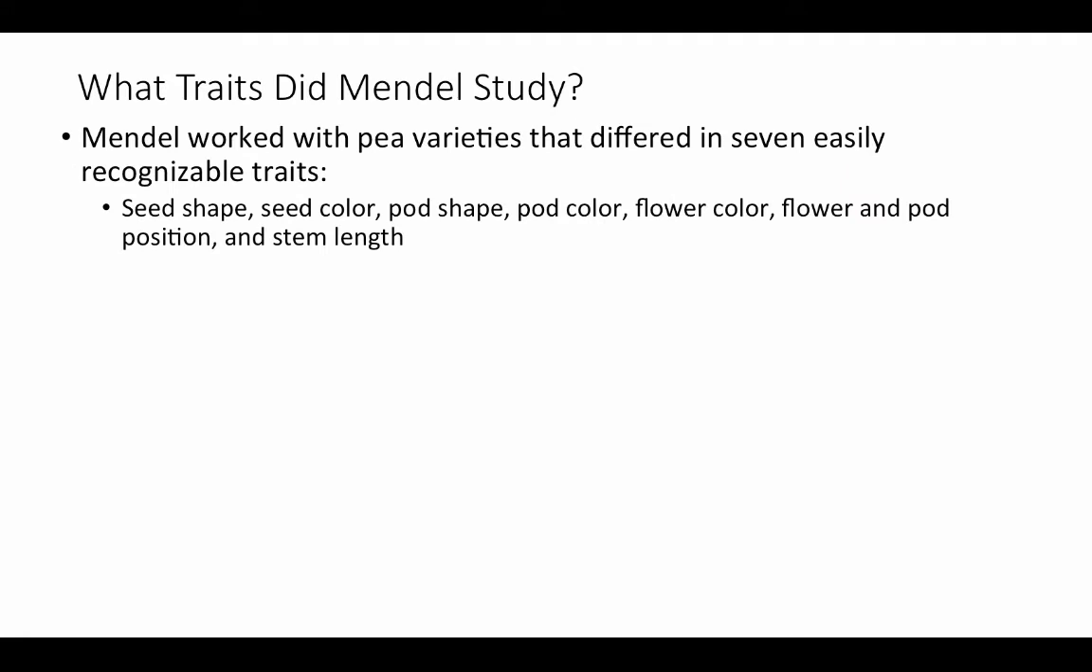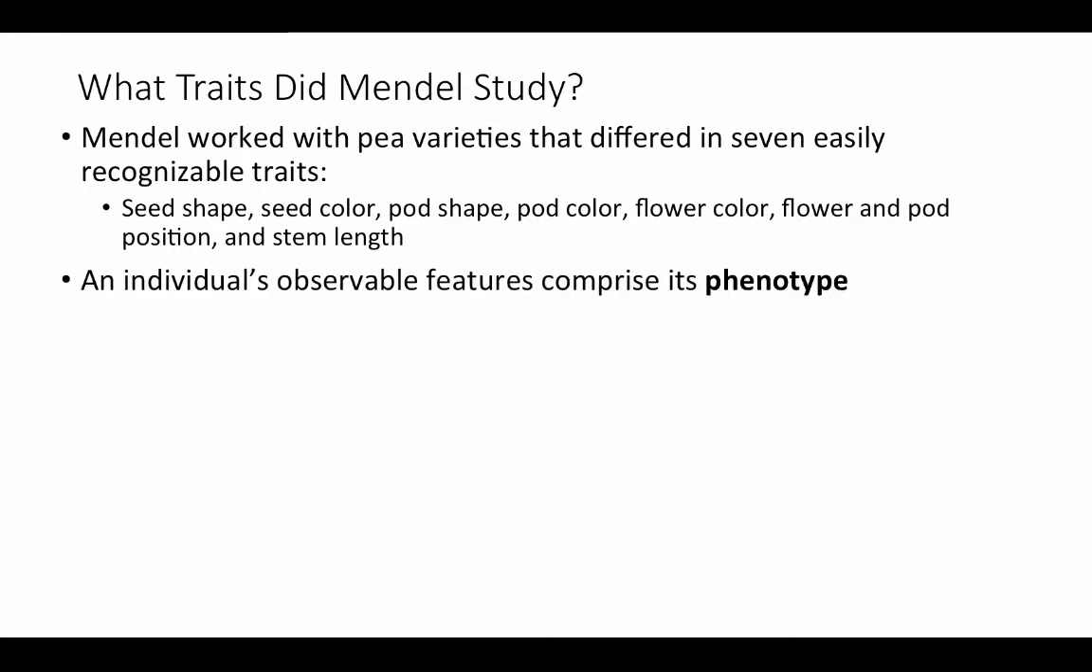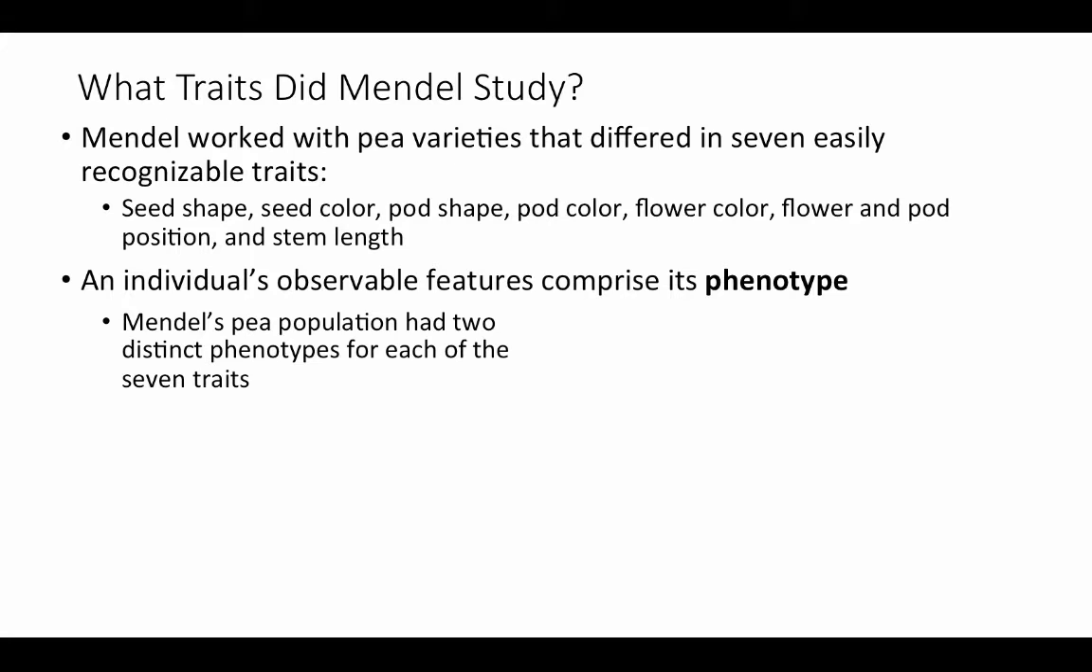So Mendel worked with pea varieties that differed in 7 easily recognizable traits: seed shape, seed color, pod shape, pod color, flower and pod position, and then finally stem length. An individual's observable features comprise its phenotype. So this is the outward expression of what we would call now its genotype, or the genes that it possesses. This is what the organism looks like. So we call that the phenotype. And Mendel's pea population had 2 distinct phenotypes for each of these 7 traits.